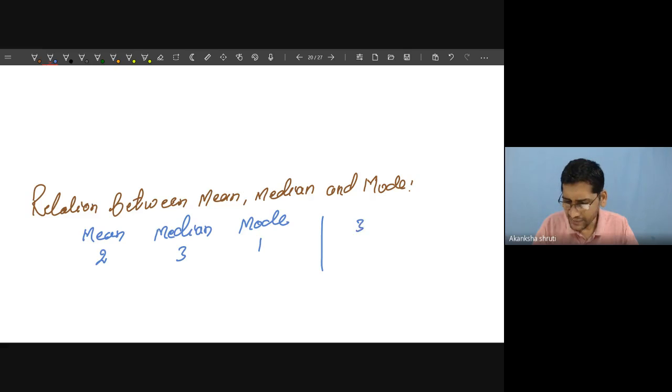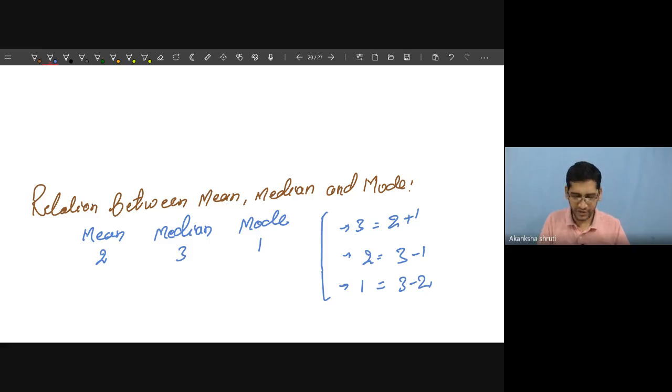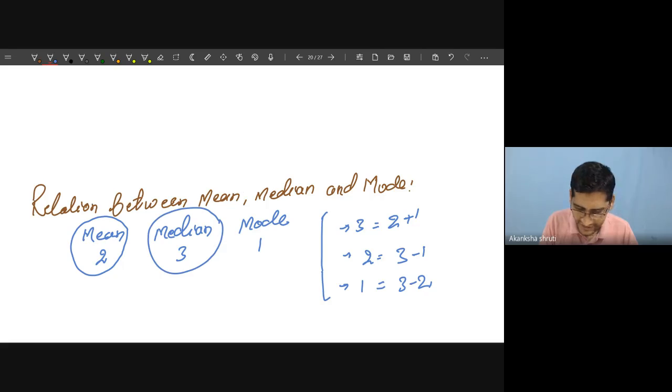That this 3 can be obtained by adding 2 plus 1, or the 2 can be obtained by subtracting 1 from the 3, or even 1 can be obtained by subtracting 2 from the 3. So this is the trick I am telling you for remembering, because the students are getting confused. Students, you have to understand: wherever mean, we shall take it with the number 2, wherever median, we shall take it with the number 3, and mode means number 1.